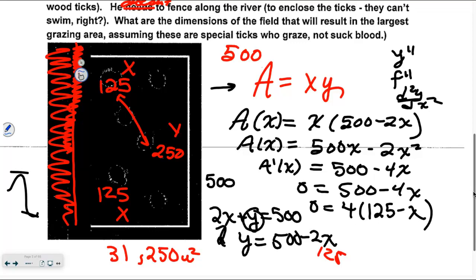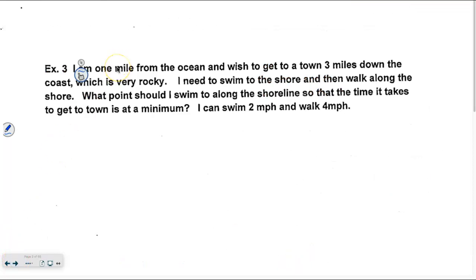I'm trying to see if I can turn the page over here. So the next one we're going to do is about somebody out swimming in the ocean. There we go. So here it is. All right, I'm going to draw a nice picture for this one.